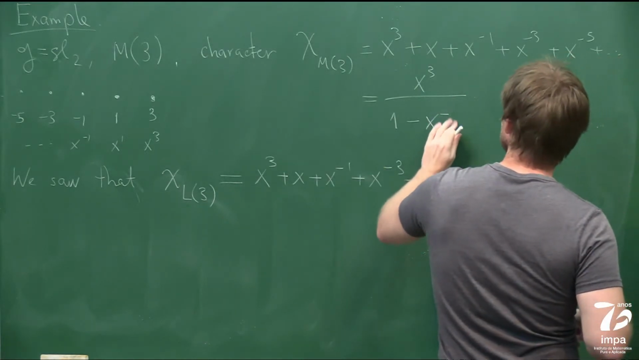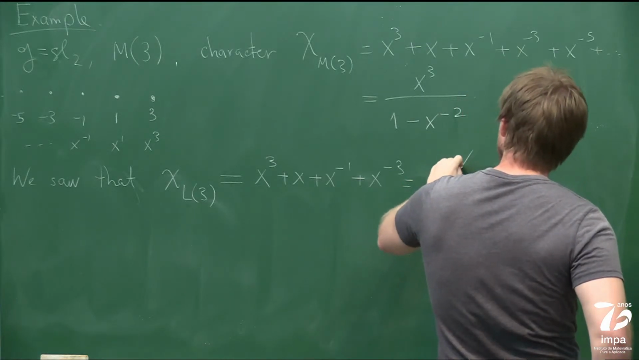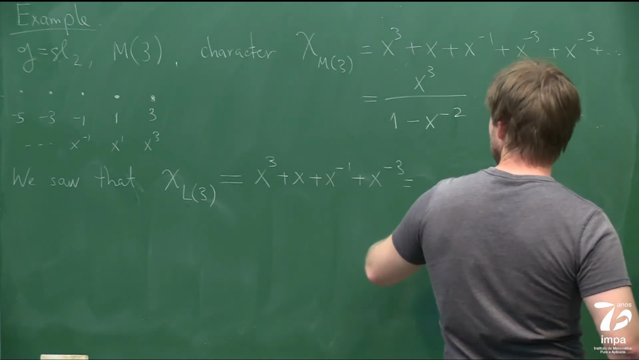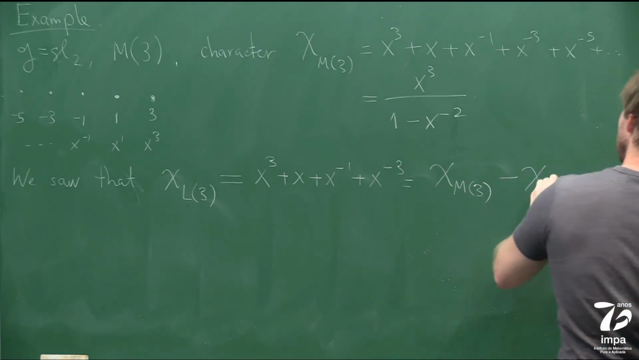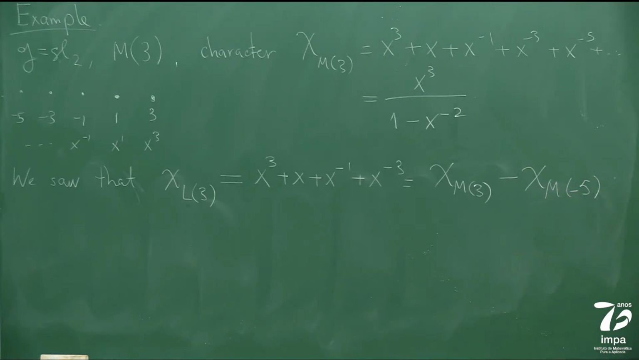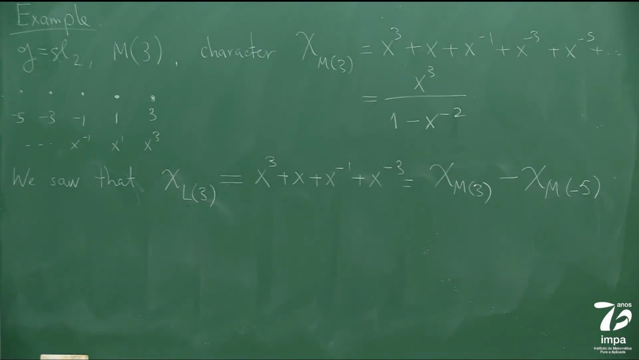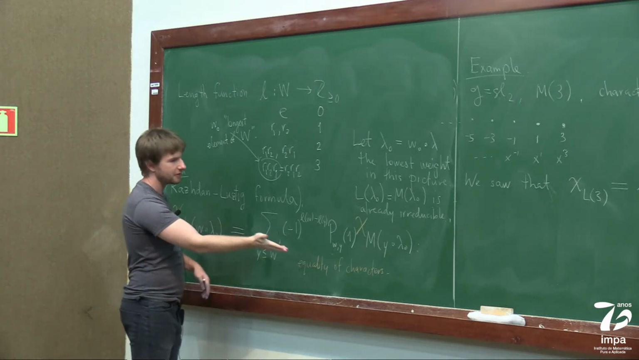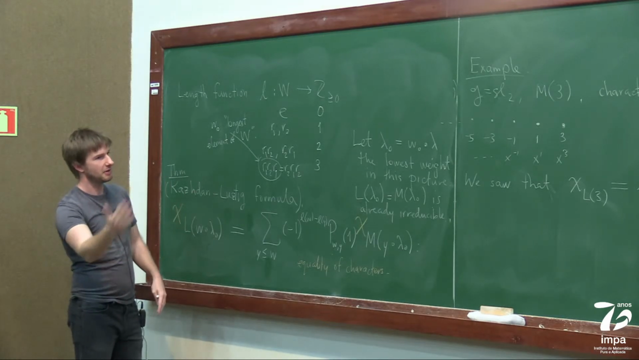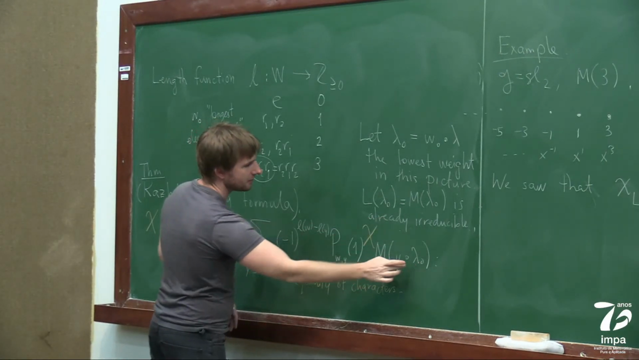Oh, thanks. Yeah. This is now chi M3 minus chi M minus 5, right? Or to put it another way, at the level of Grothendieck groups, we have this equality that L3 equals M3 minus M minus 5. And you get that out of this sum here. See, the irreducible is given by a difference. In this case, the Weyl group just consists of two elements, the identity and the reflection. And the dot action of this reflection gives us the 3 and the minus 5.